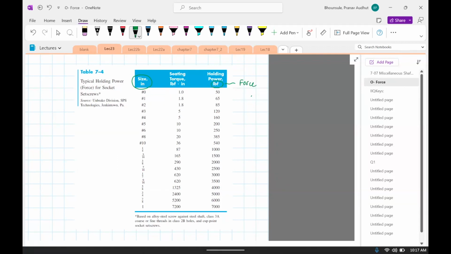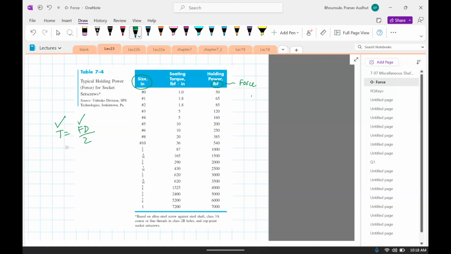Okay, so we have torque equals F times D divided by 2. So essentially, torque will be known. The holding power you should know. And then the question is, you need to basically figure out the size, which comes from the table. That's pretty much what it is.